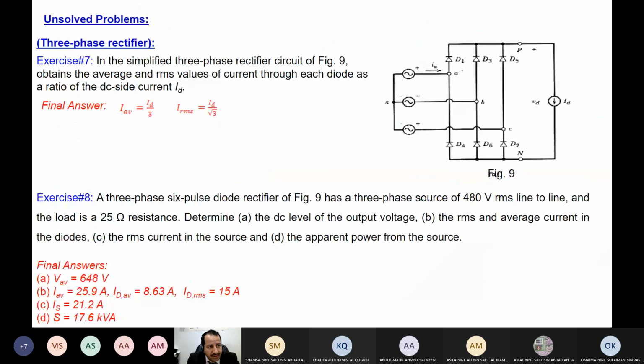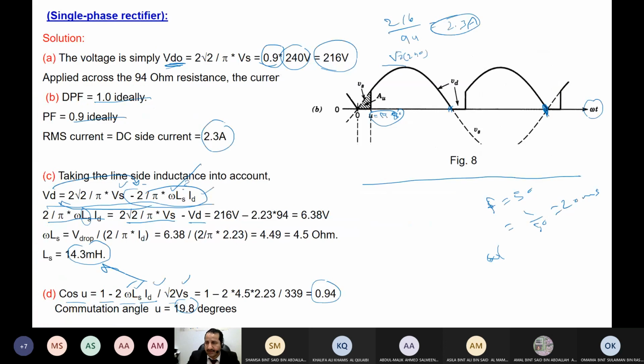I will stop here because we haven't reached 3-phase yet. Inshallah, in the next session we will start with 3-phase. Okay, now do you have any questions?